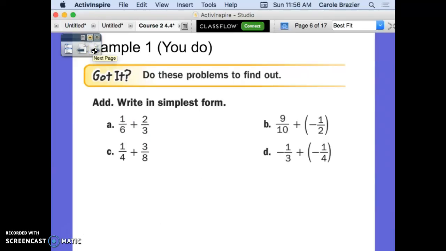Okay, on your own, you need to pause the video, and you need to do these either on your board or on an iPad.